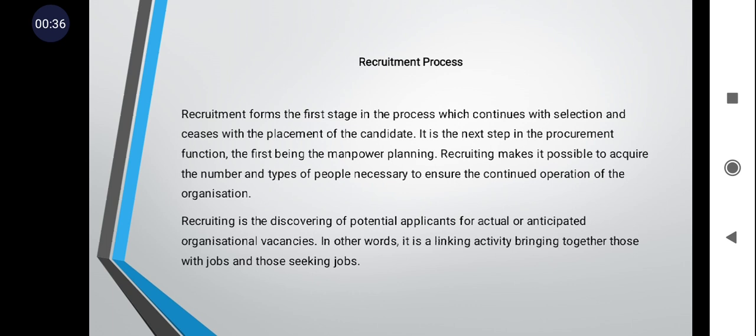Recruiting makes it possible to acquire the number and types of people necessary to ensure the continued operation of the organization. Recruiting is the discovering of potential applicants for actual or anticipated organizational vacancies. In other words, it is a linking activity bringing together those with jobs and those seeking jobs.